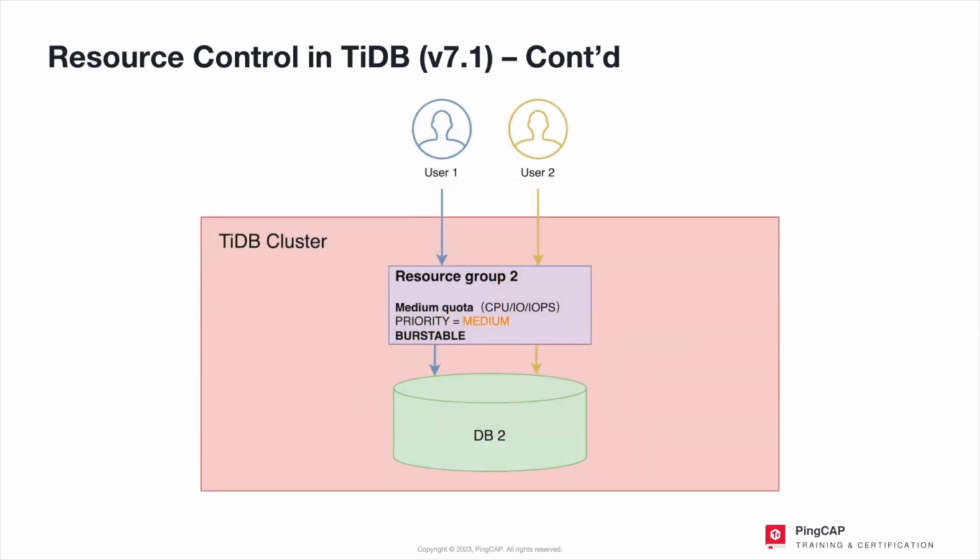Now let's look at a scenario where the load on our cluster suddenly changes. In the beginning, database D2 has 2 users and a single resource group, 2. This resource group is assigned a medium resource quota. We know this because the priority equal option is set to medium.